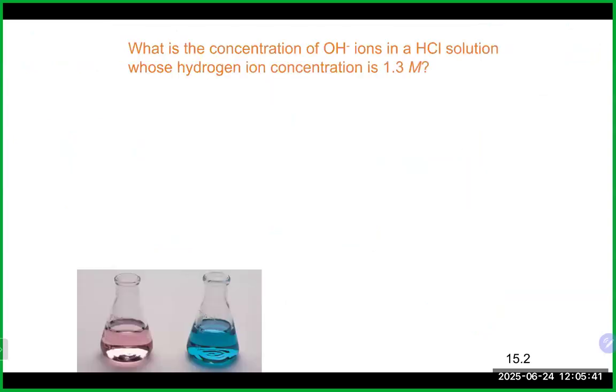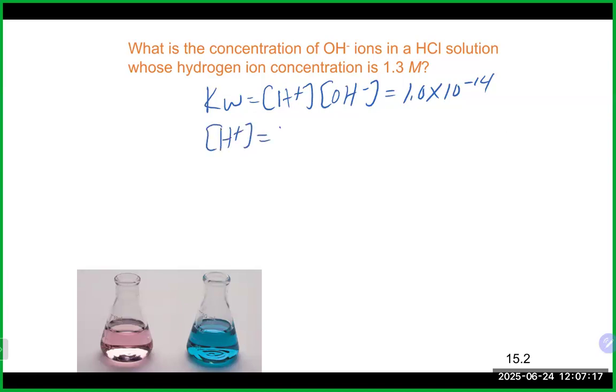All right, so when we try it there, what is the concentration of hydroxide in an HCl solution if the hydrogen ion concentration is 1.3 molar? All right, so here we would use Kw, which is our H plus concentration times OH minus concentration, equals 1 times 10 to the minus 14. In this case, we're given the hydrogen ion concentration of 1.3. So we could rearrange this.